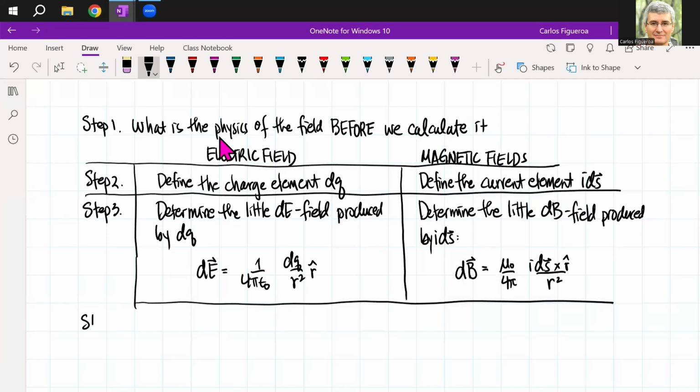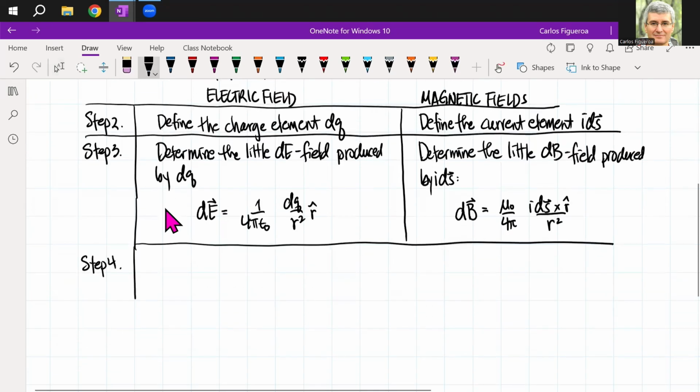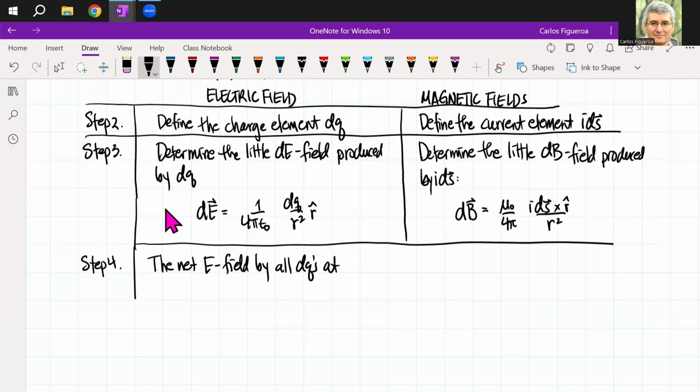So then I finally get to step 4. Now what we're interested in is the total, or the net, electric field by all dq's at point P. That means we get the net field by integrating all of these dE's. And so ultimately, we have to solve this integral.